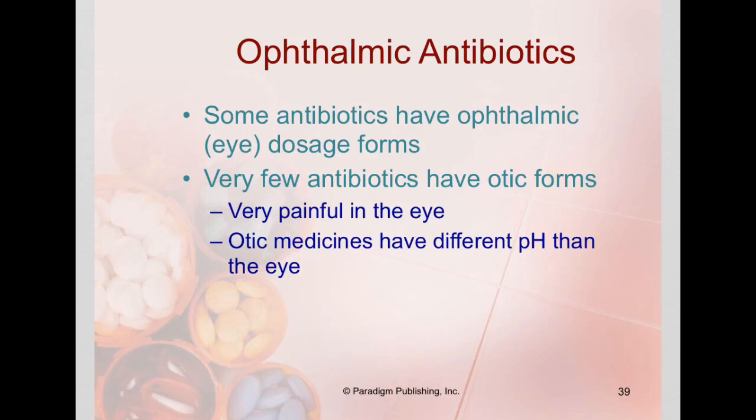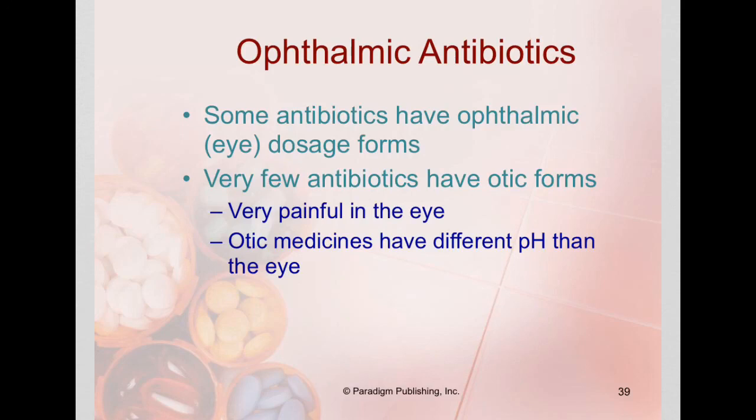Ophthalmic antibiotics are just for the eye. Very few antibiotics have otic forms. They're very painful in the eye. Otic medications have a different pH than the eye. Otic medication shouldn't even be put in the eye because they're not sterile. So eye drops can be put in the ear, but ear drops should not be put in the eye, because eye drops are made sterile. Ear drops aren't.